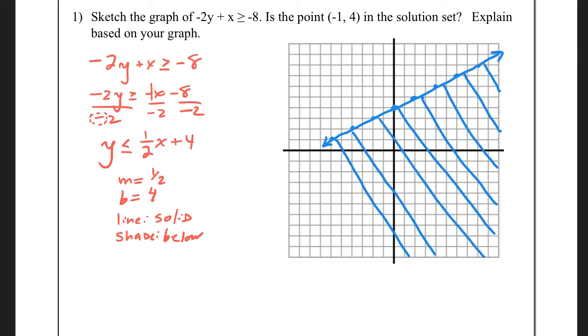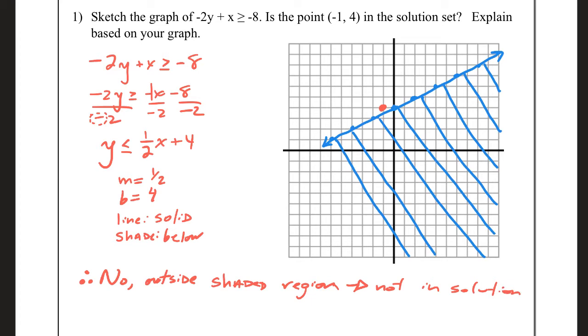Now let's plot that point and see where it's at. -1, 4 is right here. So it's pretty close, but it's not going to be in our solution set. It's outside the shaded region, doesn't satisfy the inequality. Any explanation like that would help. Outside shaded region, therefore not in the solution set. Algebraically, you could plug it in and show that it doesn't work either. And that's all she wrote.